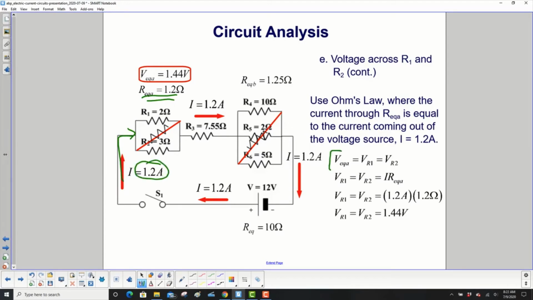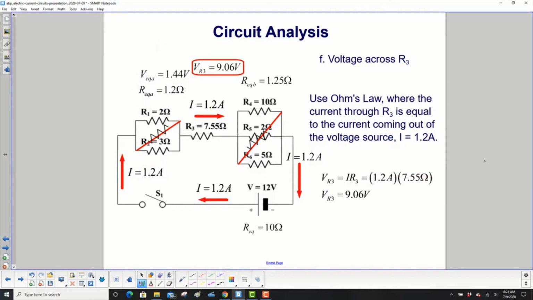So the voltage across the combination of the two resistors is equal to the voltage across either one of them, and that will equal I coming out of the battery times the equivalent resistance, right? This I right here and this equivalent resistance here. So the voltage drop across both of the resistors will be 1.44 volts, and that's highlighted right here in the red box.